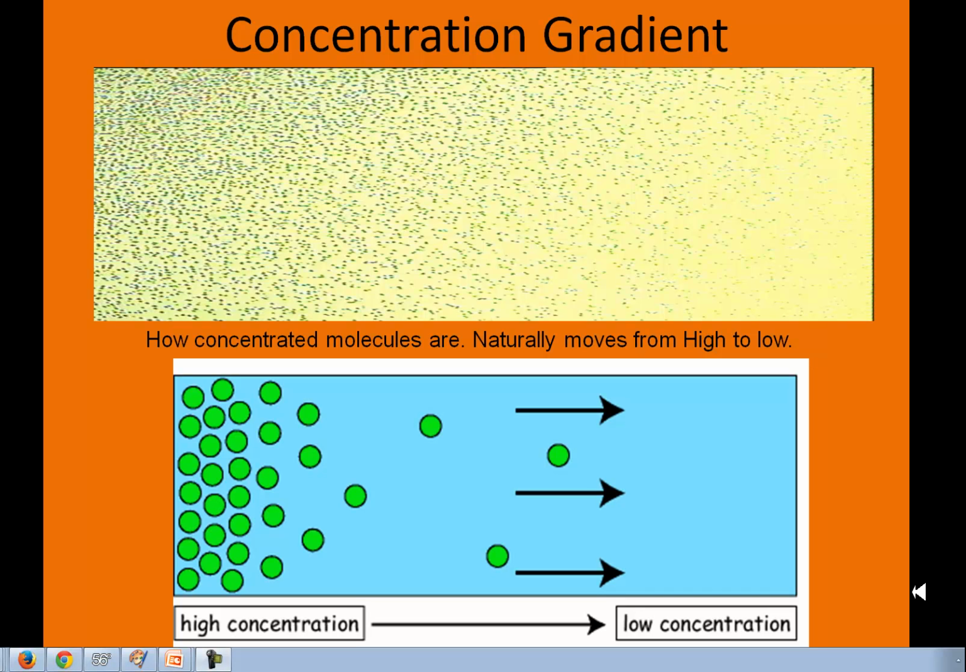Hello, and this is going to be a quick video on Unit 4B, which is talking about movement across the cell membrane, either passively or actively. First thing is we're going to talk about the concentration gradient.